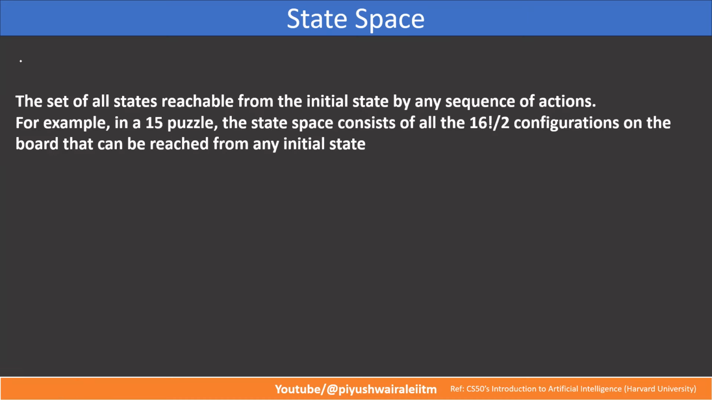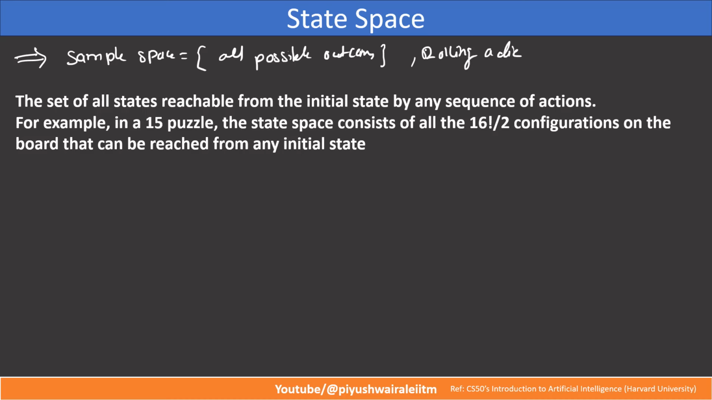Now, state space. You must have learned about sample space in probability. What is sample space? All possible outcomes. For example, I am rolling a die. What are the possible outcomes? 1, 2, 3, 4, 5, and 6. These are the possible outcomes, so we can say this is the sample space for this particular event, rolling a die. Now what is state space here?